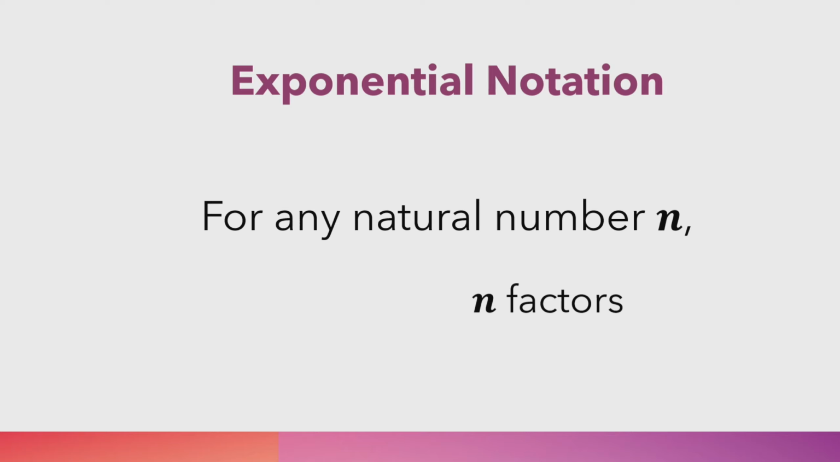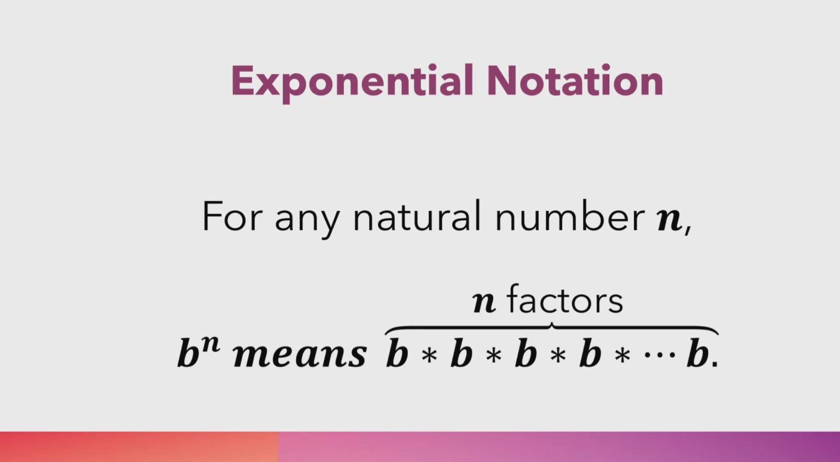In general, for any natural number n, b to the nth power, or b to the power of n, means b times itself n times. So there will be n factors of b.